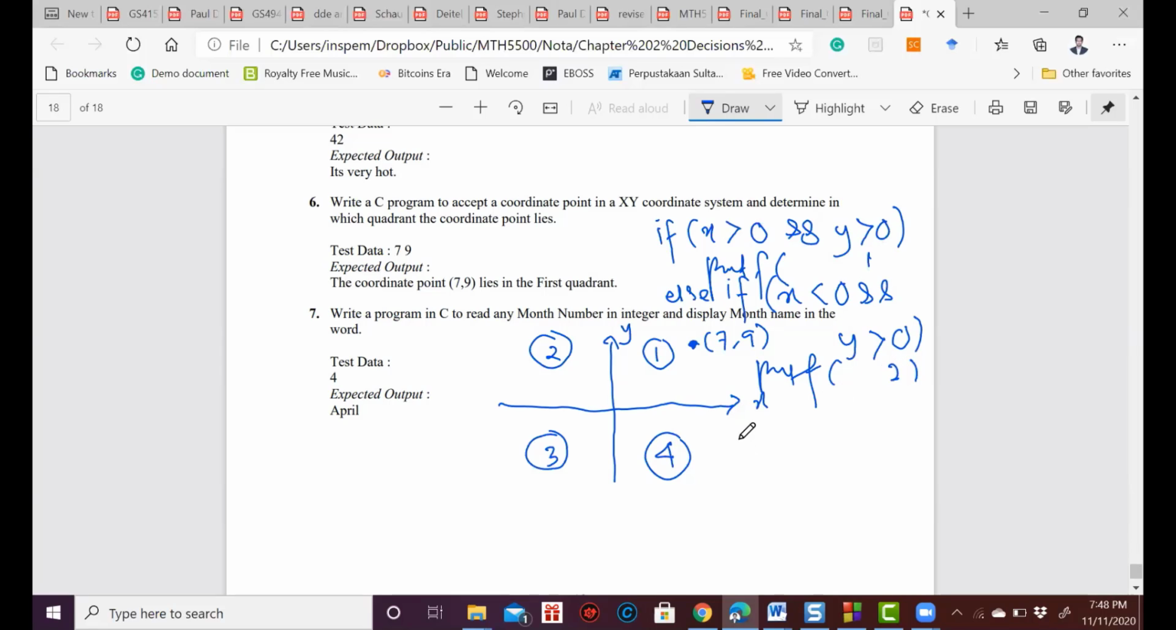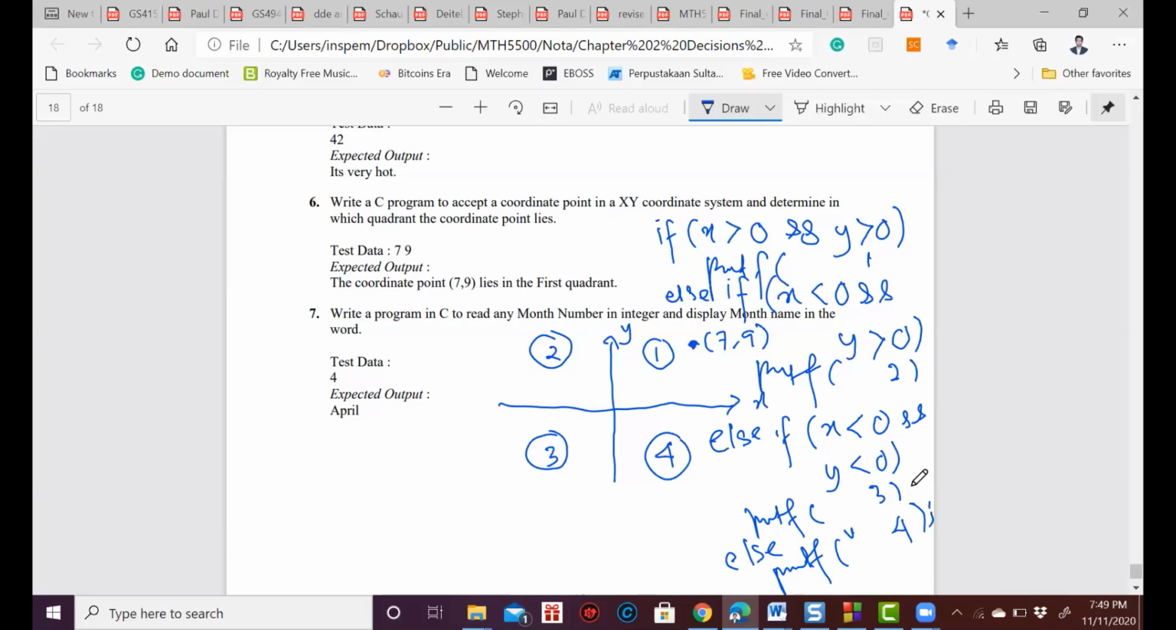This was 1. Then else if x less than 0 and y less than 0. This one is printf, lies in the third quadrant. Number 3, right? Else, only else, no need for else if. Yeah. Else printf, else x more than 0, no need. So this one is quadrant 4. Okay. That's all. Else.